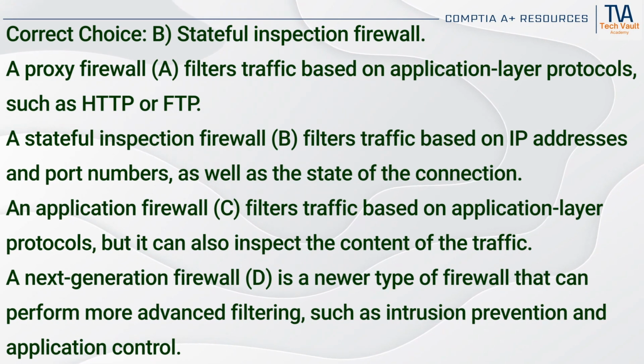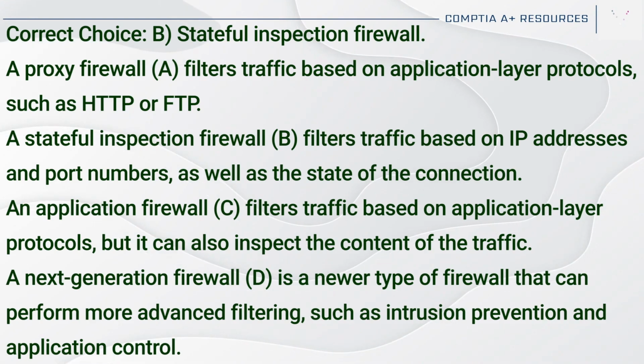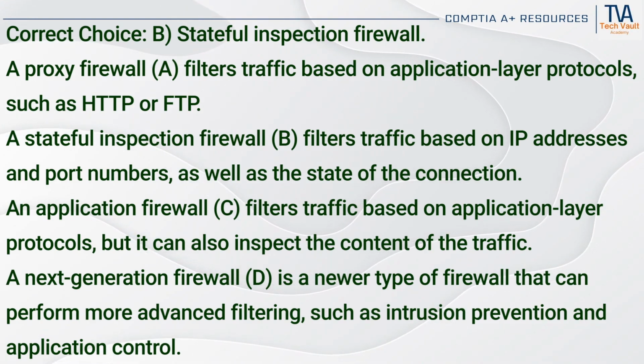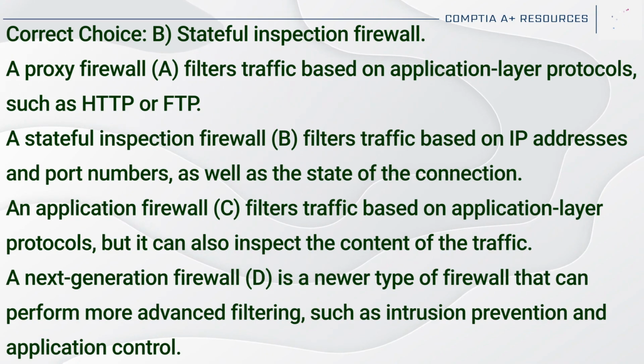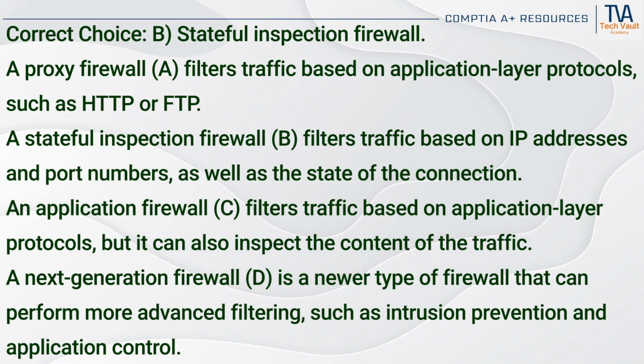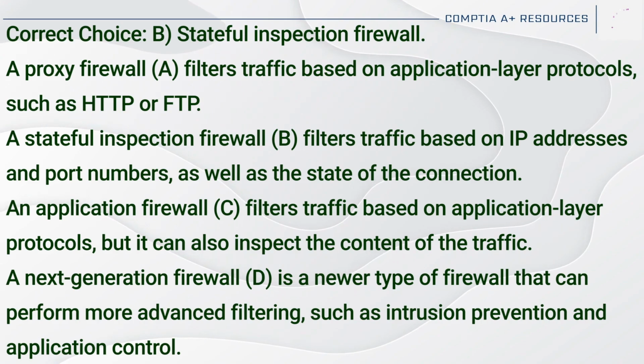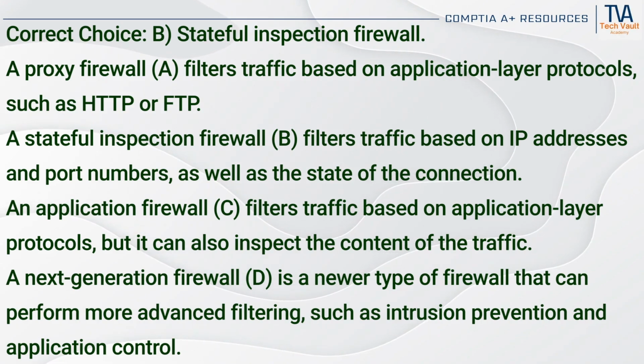Correct choice, B. Stateful inspection firewall. A proxy firewall, A, filters traffic based on application layer protocols, such as HTTP or FTP. A stateful inspection firewall, B, filters traffic based on IP addresses and port numbers, as well as the state of the connection. An application firewall, C, filters traffic based on application layer protocols, but it can also inspect the content of the traffic. A next-generation firewall, D, is a newer type of firewall that can perform more advanced filtering, such as intrusion prevention and application control.